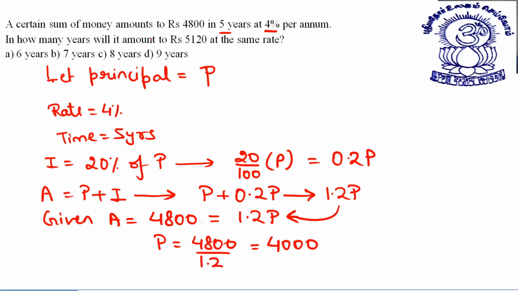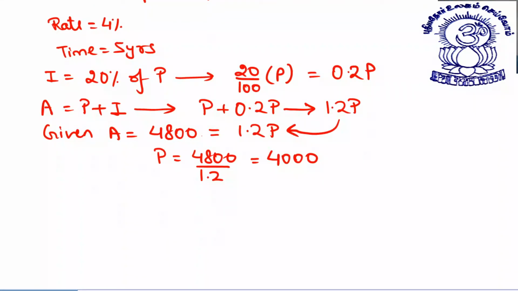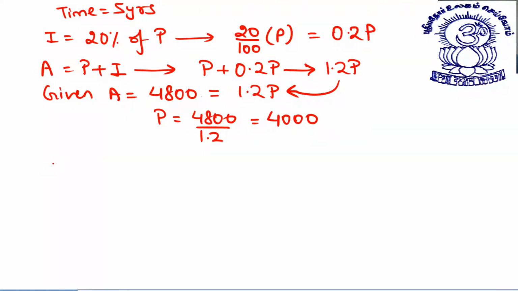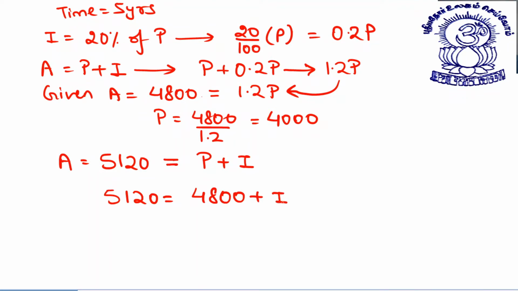What do we need to find? In how much time will it amount to rupees 5120 at the same rate? Look, our new amount is 5120. I know the amount is principal plus interest. So 5120 is equal to 4000 plus interest, or I can say 1120 is equal to interest.